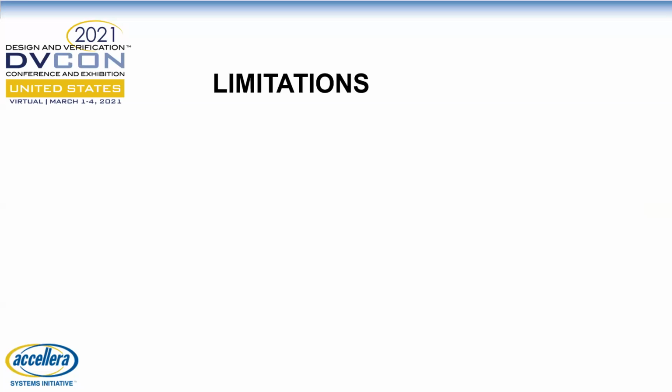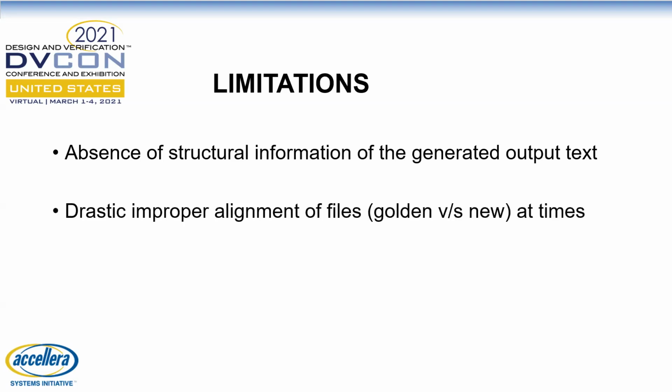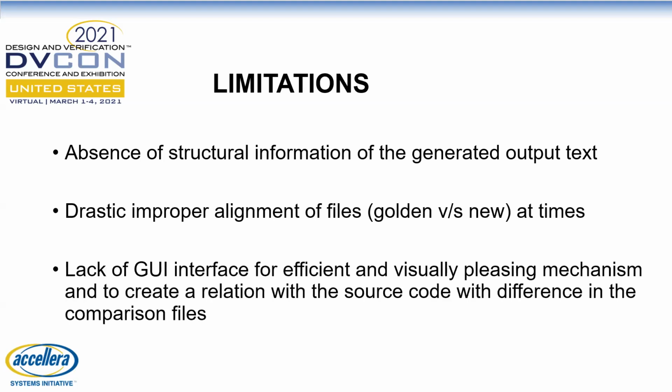So what are the limitations? Absence of structural information of the generated output text, drastic improper alignment of files sometimes while comparing golden and the newly generated files, and lack of a GUI interface for an efficient and visually pleasing mechanism in order to create a relation with the source code with differences in the compared files.